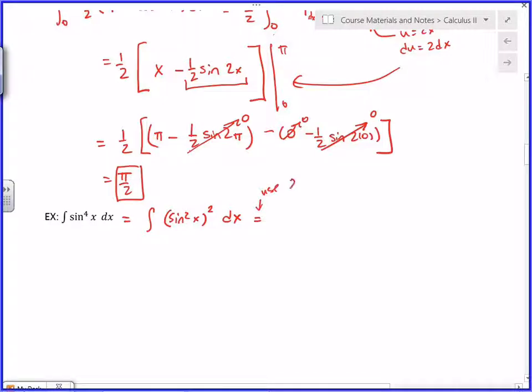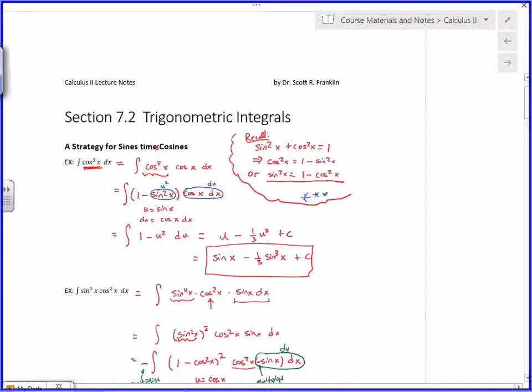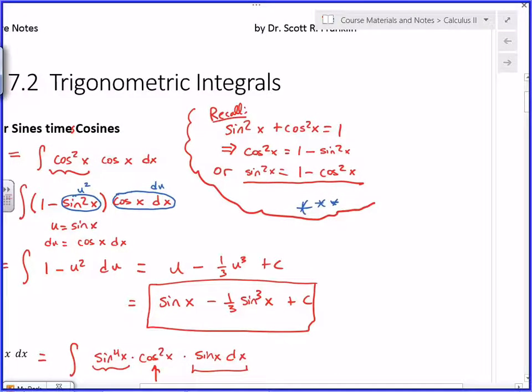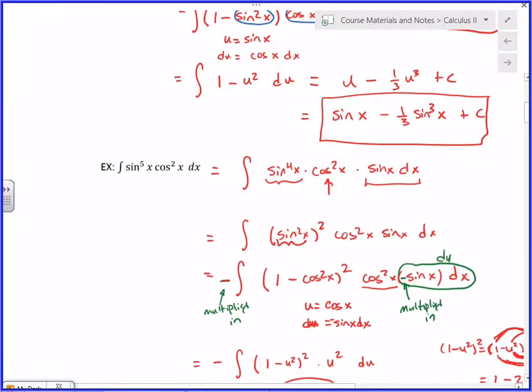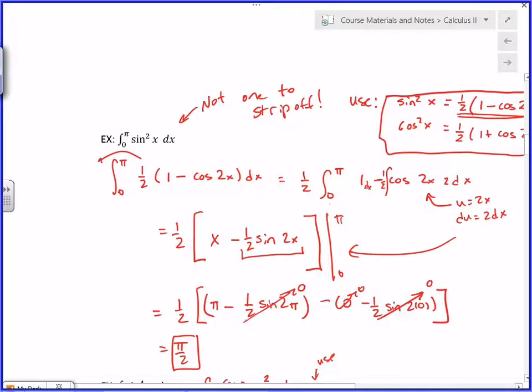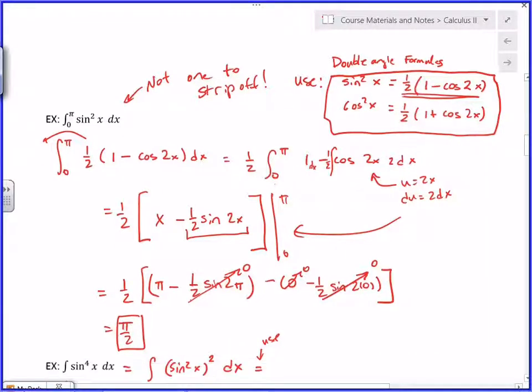Use the double angle formula is what I was going to write. That's what these are basically called, double angle formulas. So I'm going to use that here.